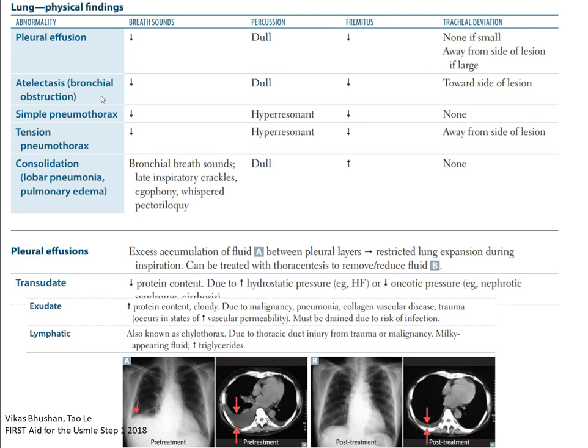Consolidation, common for lobar pneumonia and pulmonary edema and other pathologies, is accompanied by bronchial breath sounds, late inspiratory crackles, egophony, whispered pectoriloquy, dull percussion, increased fremitus, and no tracheal deviation.